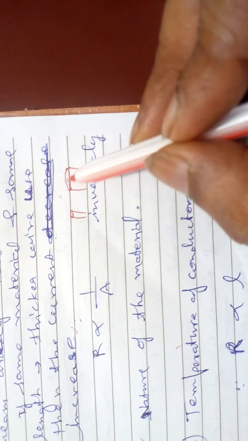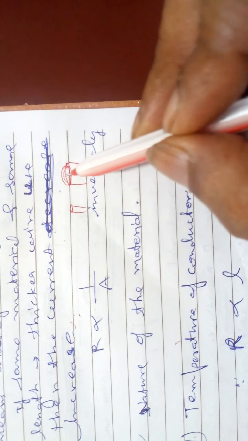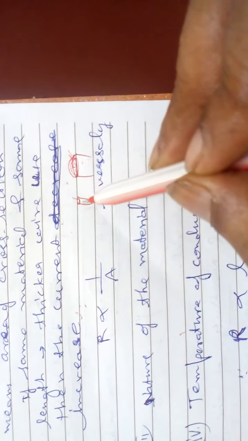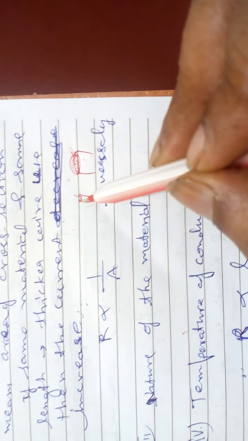The cross section is where you cut the wire. It is like a cylindrical part. When you cut the wire, you will get a circle there. That is called the area, and you will use the formula pi r square in the calculation.